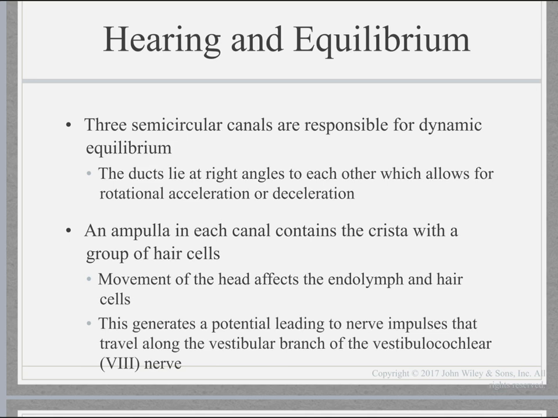Let's look at those three bony semicircular canals that are responsible for dynamic equilibrium. Now the ducts lie at right angles to each other, which allows for rotational acceleration or deceleration. Think of it as an X, a Y, and a Z axis. An ampulla in each canal contains the crista with a group of hair cells. Movement of the head affects the endolymph and hair cells ultimately, which generates a potential leading to nerve impulses that travel along the vestibular branch of the vestibulocochlear nerve.